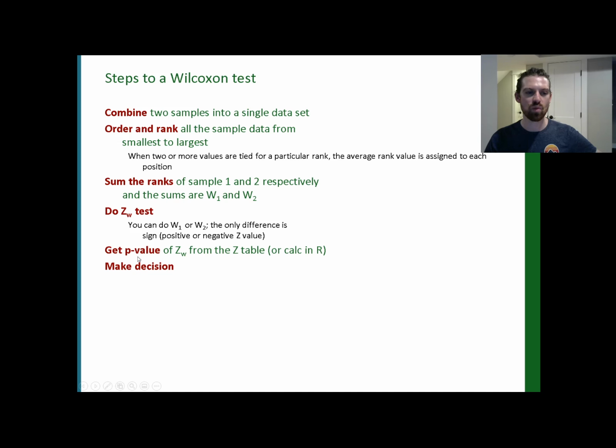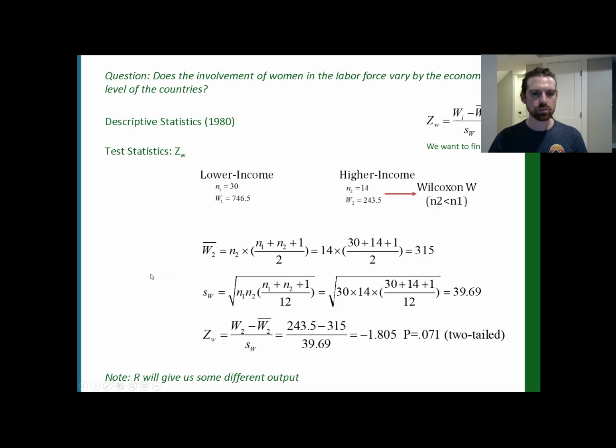And then we can get the P value for that ZW value that we produce from either a Z table, or we can use pnorm in R, whichever you prefer, and then we can use that to make a decision, okay, about the samples.